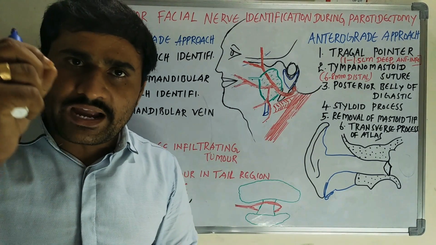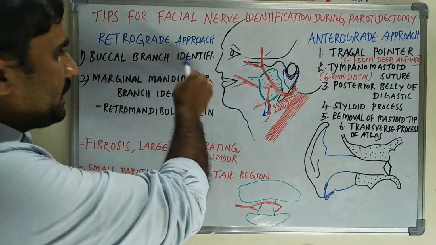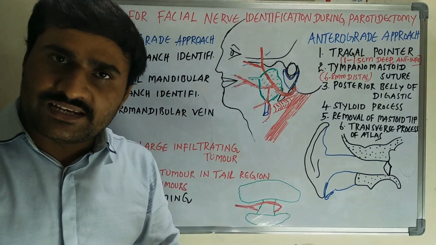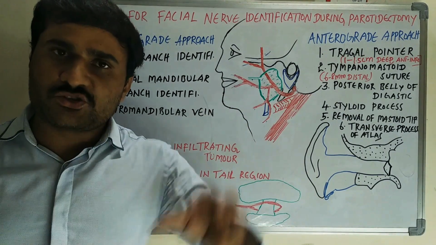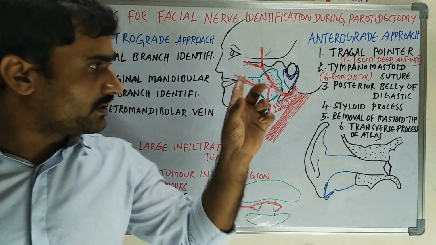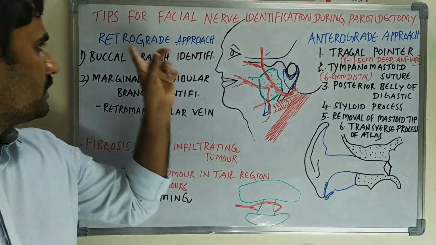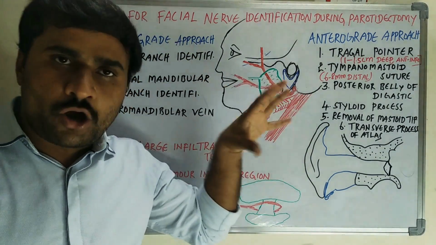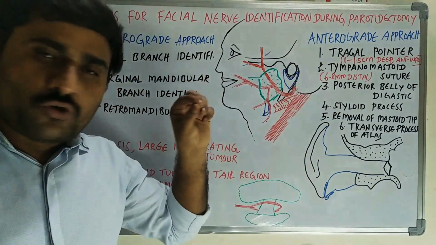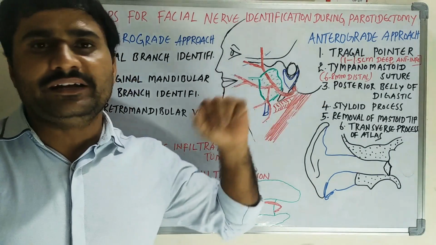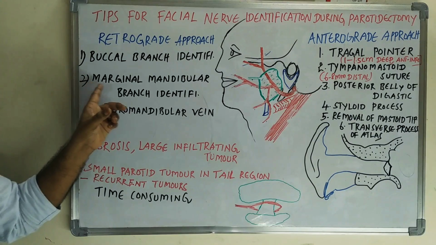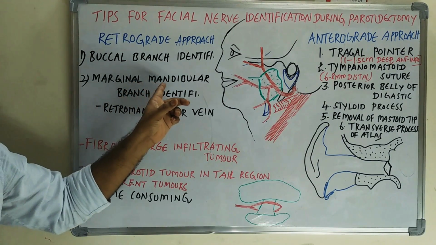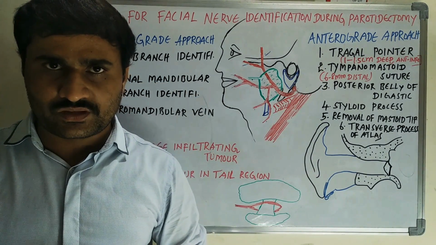So the buccal branch can be easily identified by identifying the parotid duct. That means first you have to identify the parotid duct. After that you can easily identify the buccal branch. Then you have to follow that branch to the main trunk. That is the most commonly used method. And second is by identifying the marginal mandibular branch.